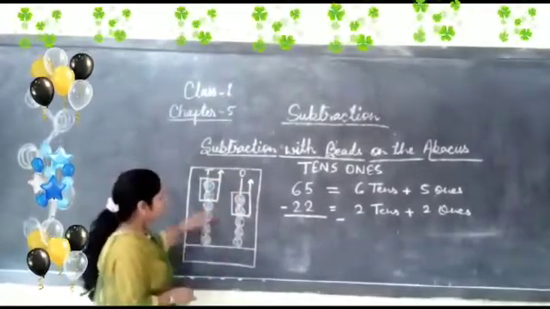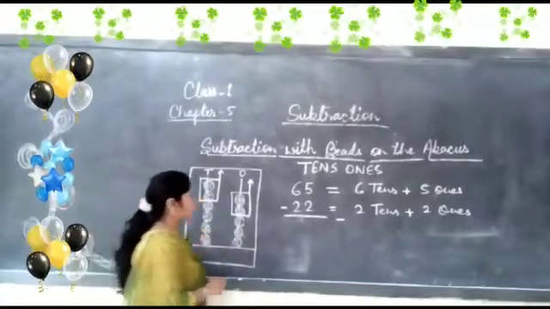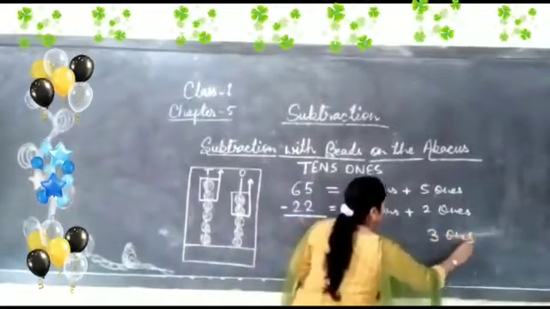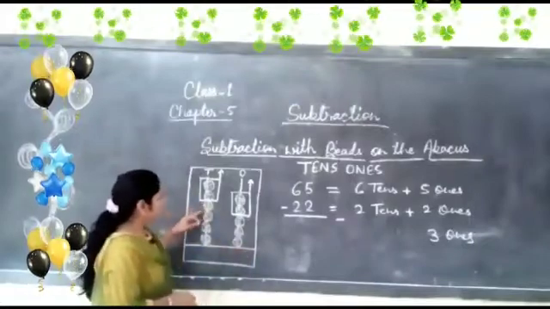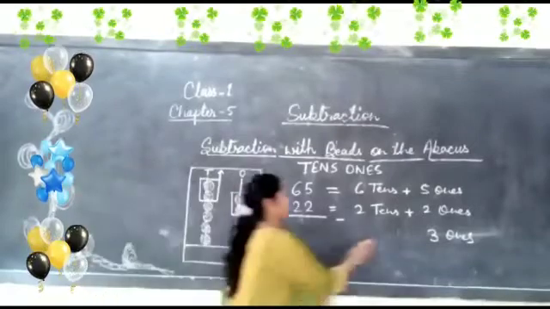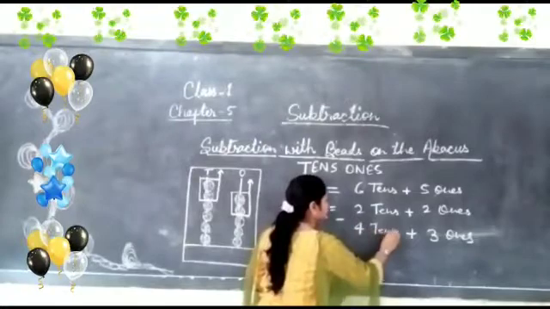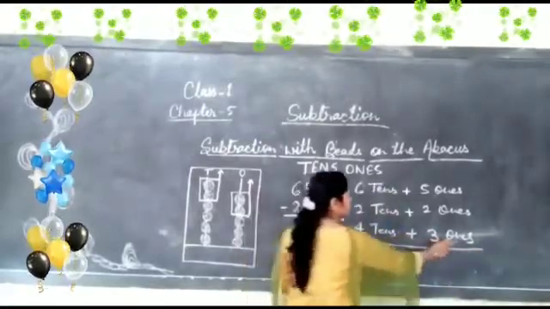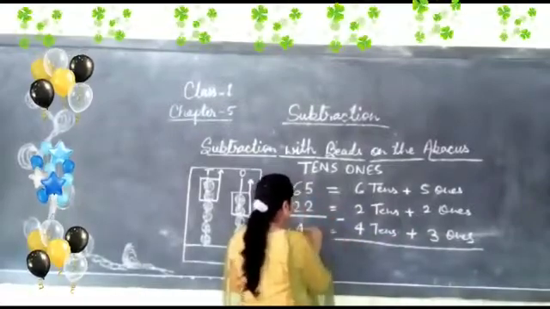Now how many beads are left over here? 1, 2, 3. So you can see 3 beads are left. Now in the tens place how many beads are left here? 1, 2, 3, 4. So the plus sign will come here, 4 tens. Now you can see 4 tens plus 3 ones becomes 43.